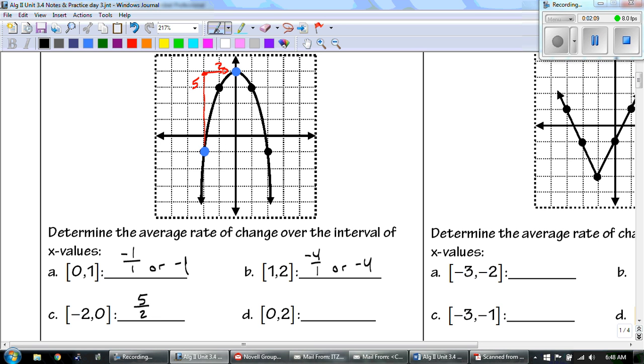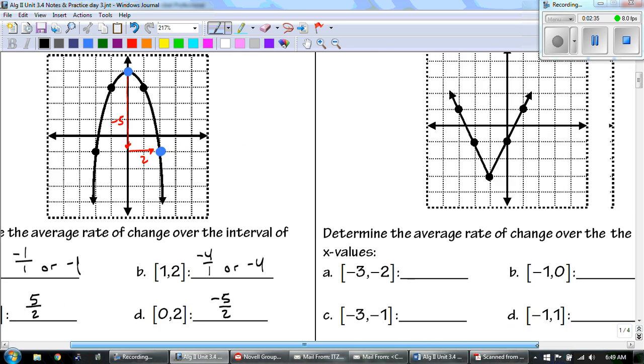And now between the points, 0 and 2. So we're going down 1, down 2, 3, 4, 5. I went down 5, and this time I went to the right 2. And that one doesn't reduce, -5/2.